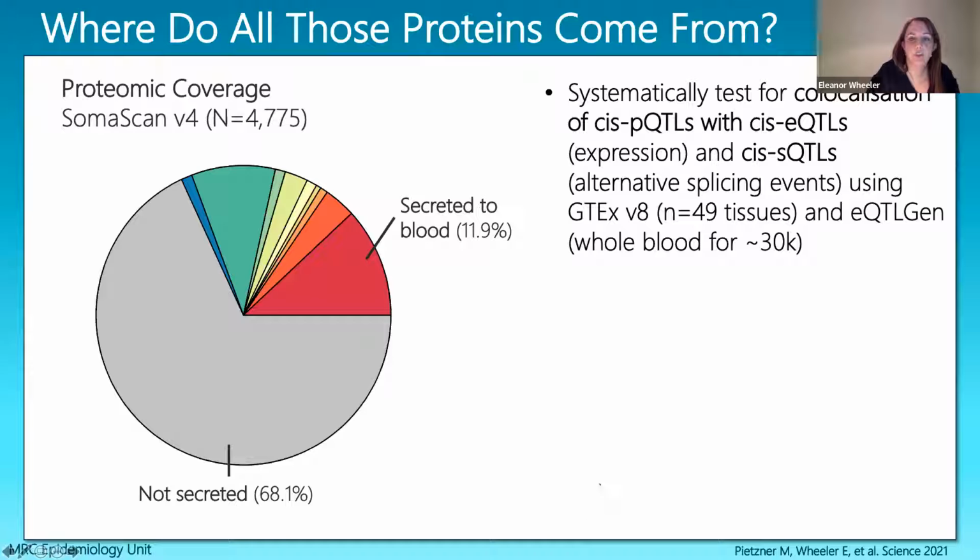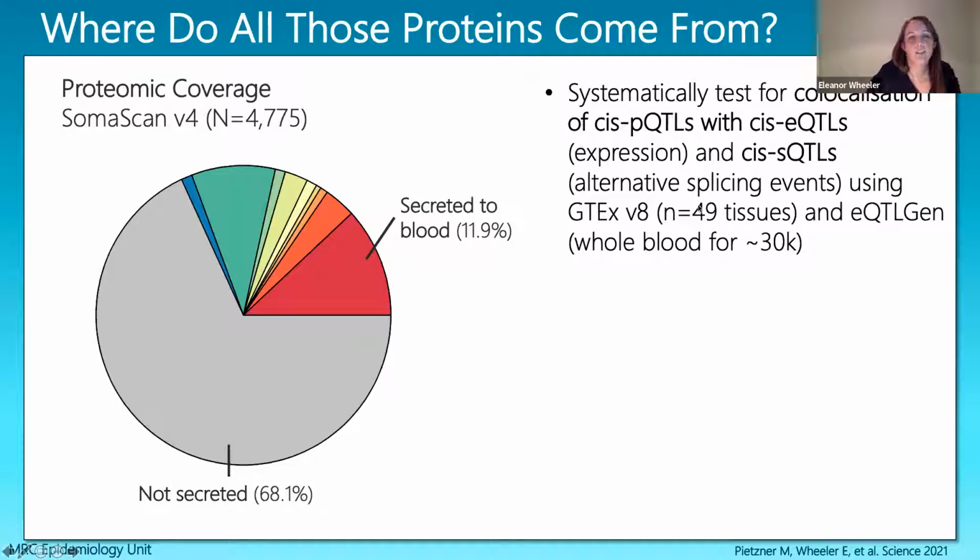We looked at the overlap between the protein targets on the version 4 SomaScan assay and the proteins secreted by cells, collectively known as the secretome. And what we found was that around 12% were expected to be secreted into blood, whereas almost 70% were not expected to be secreted. And there were a number that were expected to be secreted locally in target tissues, or intracellular, or bound to the membrane of cells, or secreted to an unknown location.